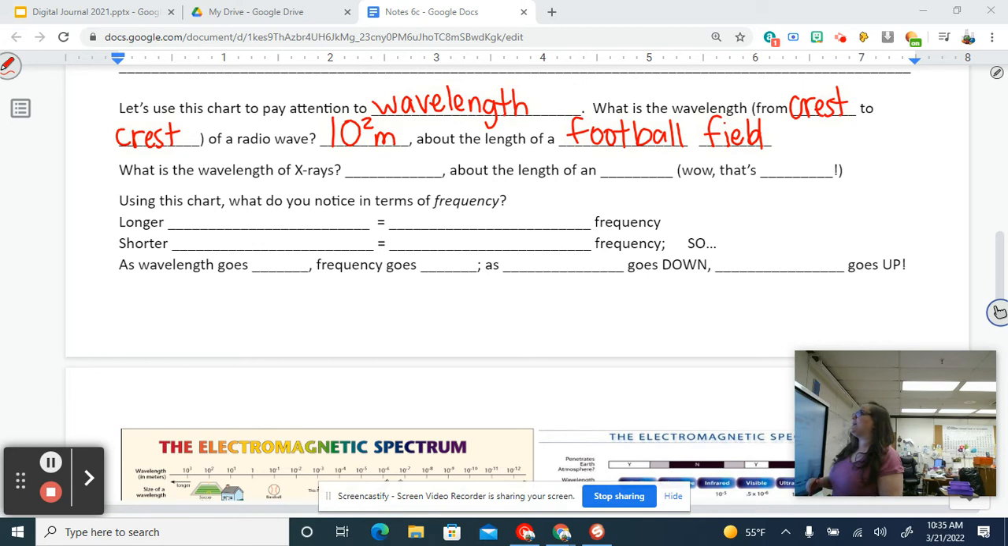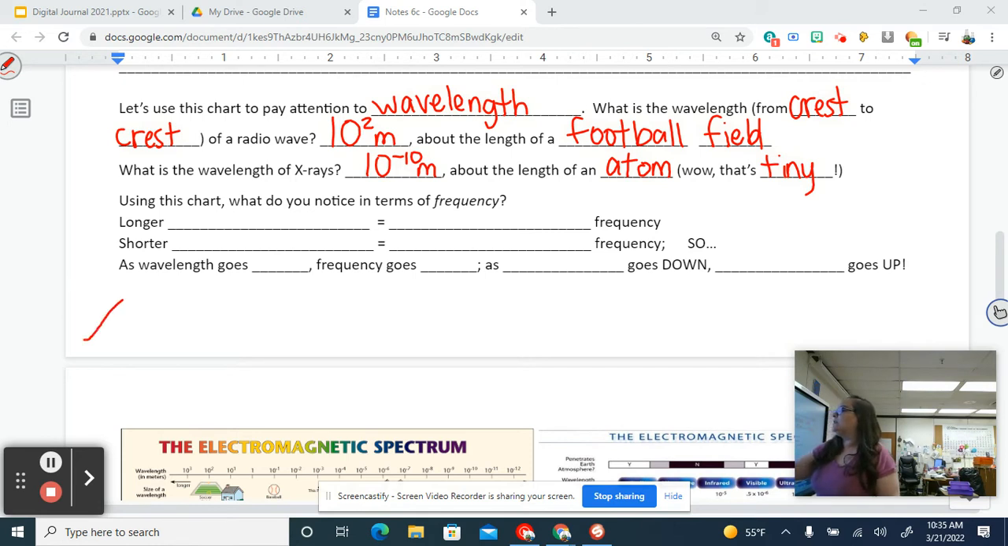So what's the wavelength of X-rays? Can you look up and see? Right, 10 to the negative 10th meters. About the length of an atom. Wow, that is tiny. So using this chart, what do we notice about frequency?